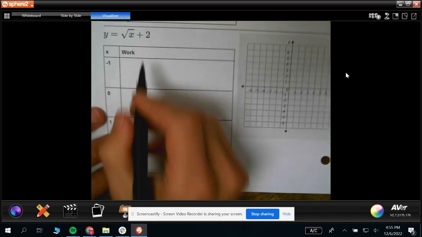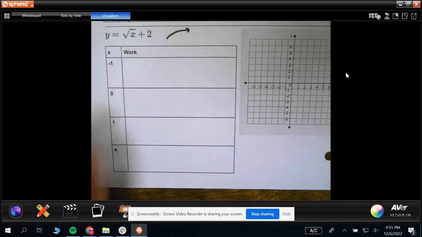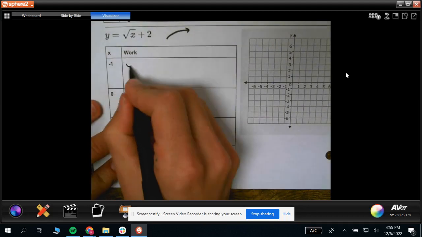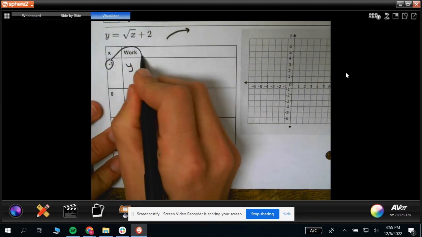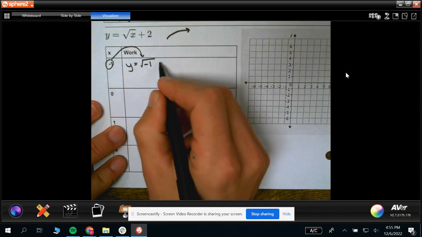First, what kind of graph is this? What symbol is this? That's a square root. We know our square root graph should look something like that. We're looking for that shape. So let's try it. Same idea as what we just did. We're going to take our equation, and we're going to take our x value, and we're going to substitute it in. So instead of x, I'm going to put -1.